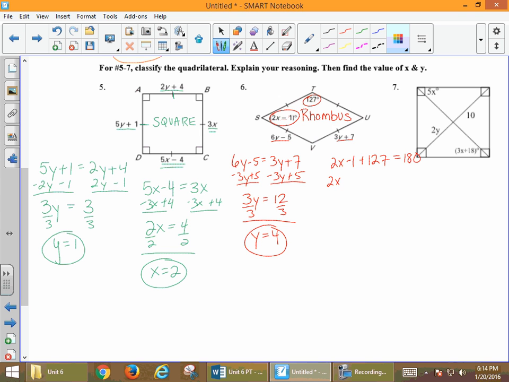Means 2x plus 126 equals 180. Subtract 126 on both sides. 2x is equal to 54. Divide by 2. And x is equal to 27. X is equal to 27.